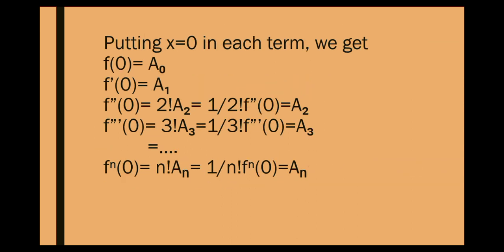Now, putting x equals 0 in each term, we get f of 0 equals a0, f dash of 0 equals a1, f double dash of 0 equals 2 factorial a2, that is, a2 equals 1 by 2 factorial f double dash of 0. And similarly, f triple dash of 0 equals 3 factorial into a3, so a3 equals 1 by 3 factorial f triple dash of 0. Now, f raised to n of 0 equals n factorial into an, so an equals 1 by n factorial f raised to n of 0.